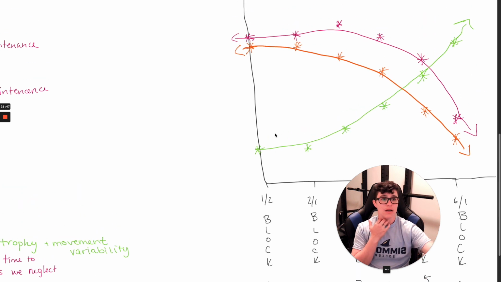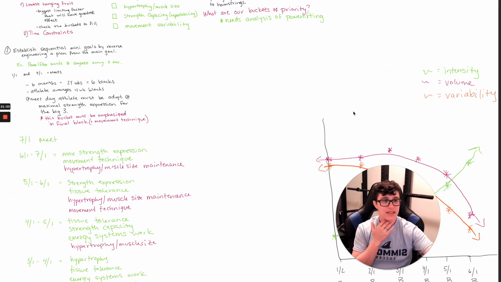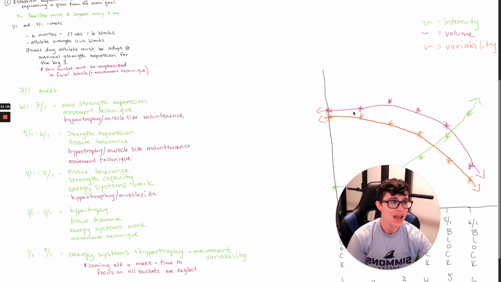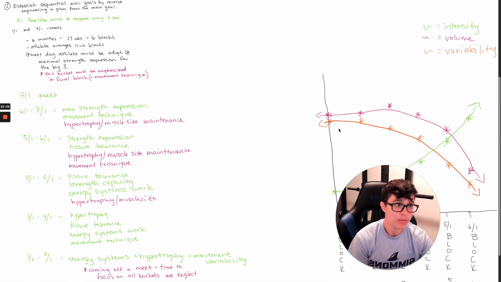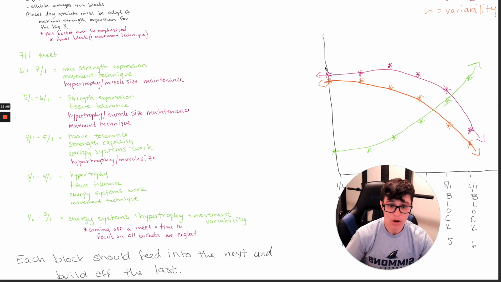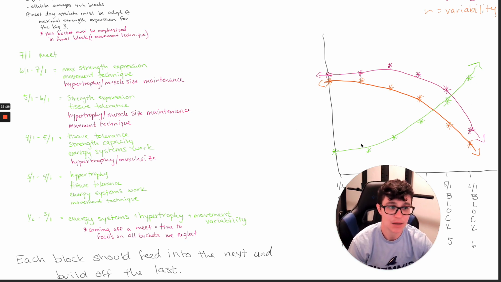And you'll see, if I can scroll up, that intensity is green, volume is pink, and variability is orange. So we start block 1 at really high volume and really high variability. We're focusing on building muscle mass, we're focused on tissue tolerance, and we're focused on movement variability. With that, intensity goes really low. Intensity and volume are typically inverse relationship. As one goes up, the other must decrease. So you're going to see these take a bit of an inverse relationship here.